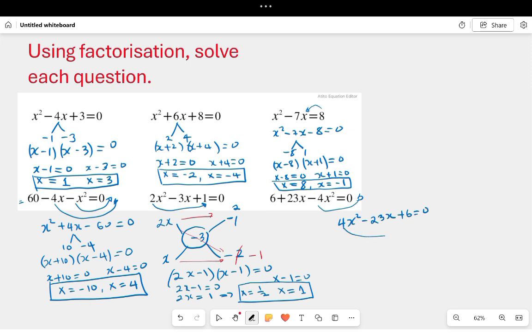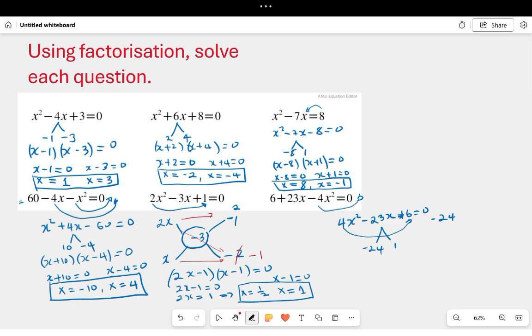Now 4 times 6, I'm getting 24. Now I'm going to think about two numbers. When I add these two numbers, I'm going to get negative 23, but when I multiply, I get negative 24, right? So over here, apologies, it's supposed to be negative 6. Now the two numbers are going to be negative 24 and 1.